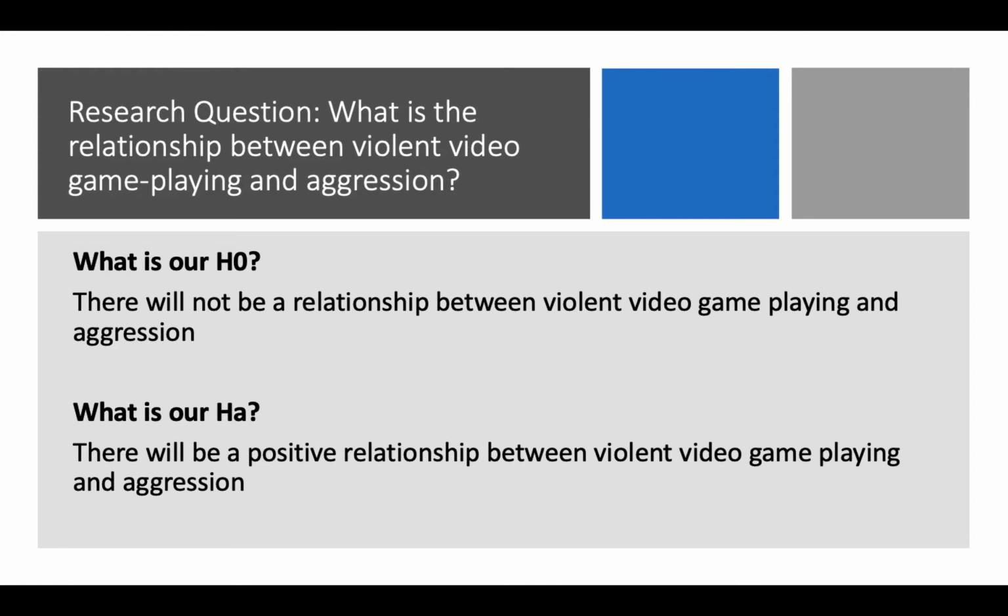So here's an example research question. What is the relationship between violent video game playing and aggression? Our null hypothesis in this situation would be that there will not be a relationship between violent video game playing and aggression. Our alternative or our research hypothesis would be there will be a positive relationship between violent video game playing and aggression. Now, is this a one-tailed or a two-tailed test? It's a one-tailed test. We have the positive language in our research hypothesis, which is indicative of a one-tailed test. We have directionality here.